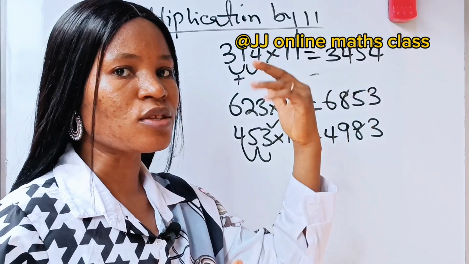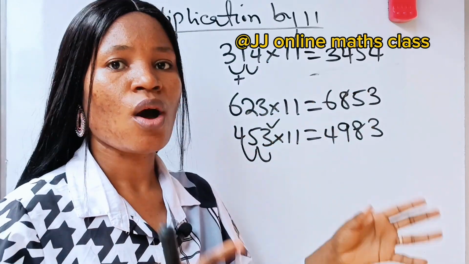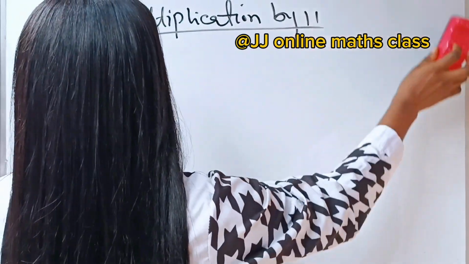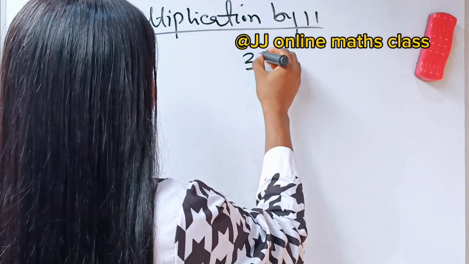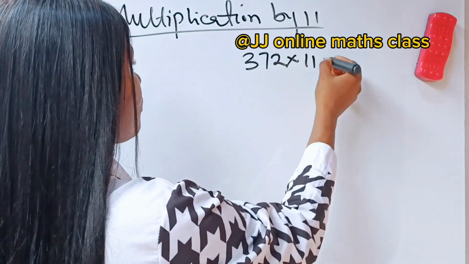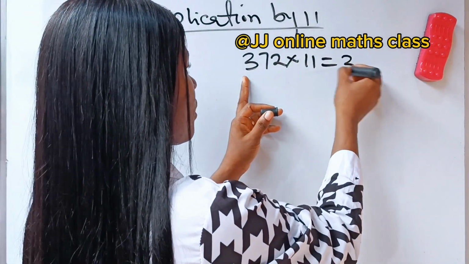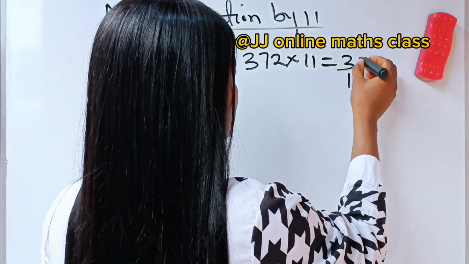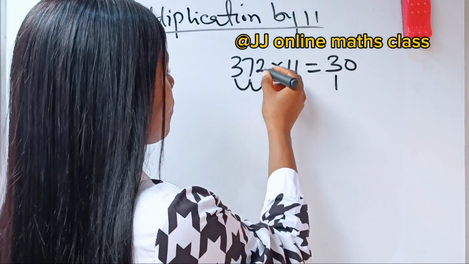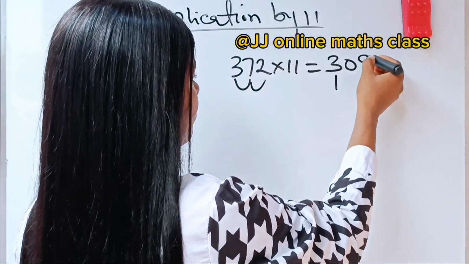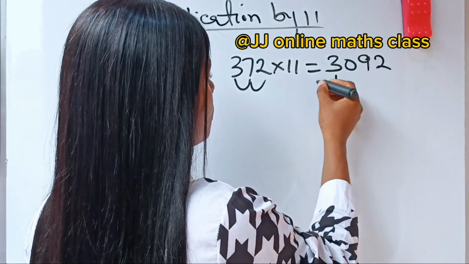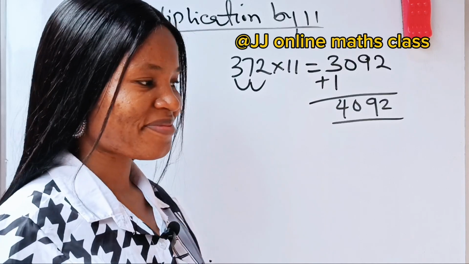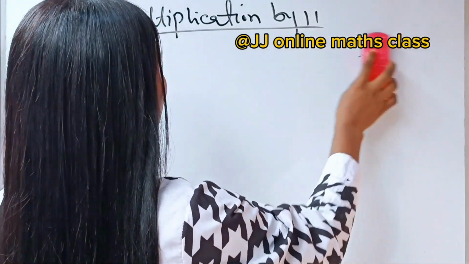You understand? Just like in 2 figures. In these 3 digit figures, what if we have tens? What do we do? For example, if you have 372 times 11. Now we write 3 as usual, right? 3 plus 7 is 10. Remember how we used to write it? Add 7 to 2, which is 9. Then you write your last digit, which is 2. Then you add. That is 4,092.